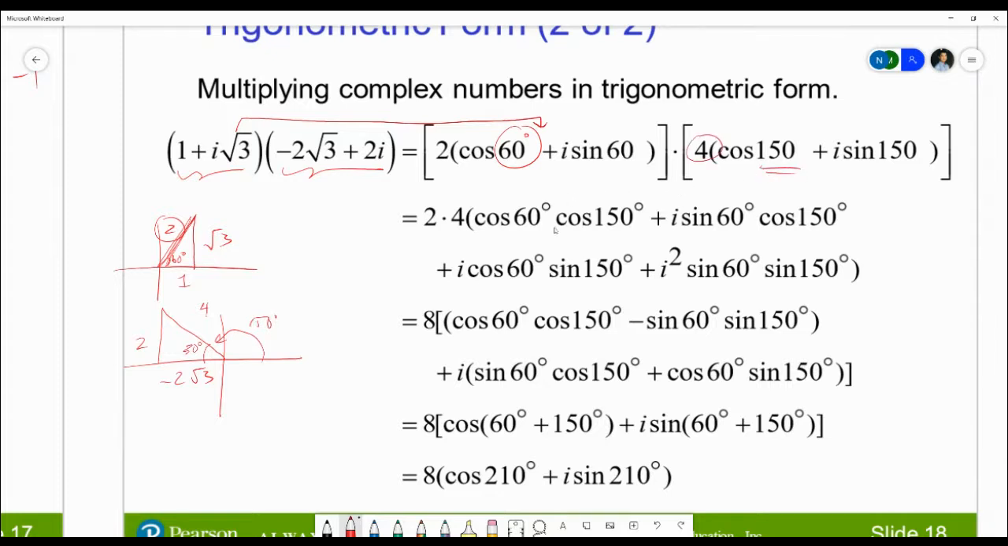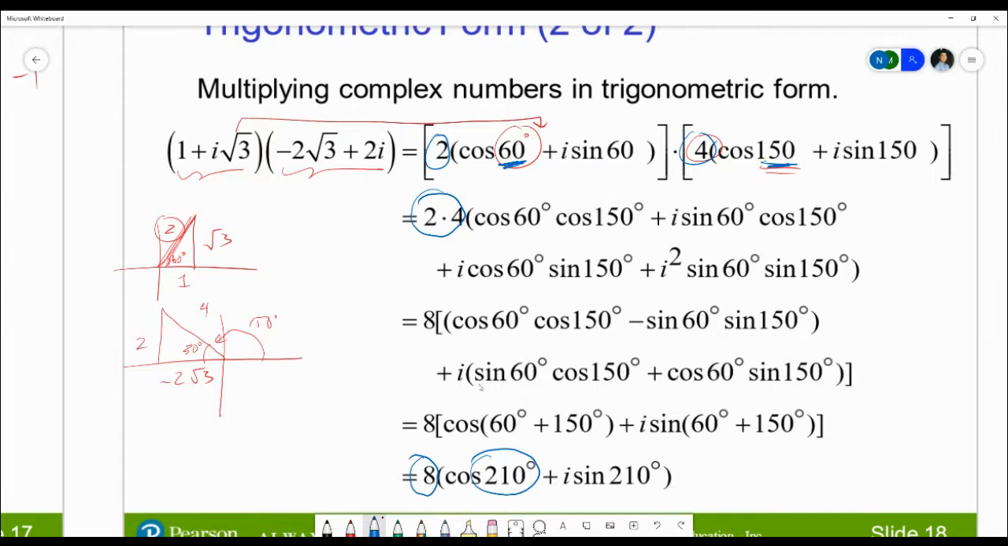In order to multiply two trig values together, we multiply r together. So here's 2 and 4, and we multiply these two together. And then all you have to do is just add the angles together. So 2 times 4 gives us 8. We add 60 and 150, we get 210. That's it. Because when you do this, all you're doing is trying to FOIL it, and the shortcut is just to add them together.